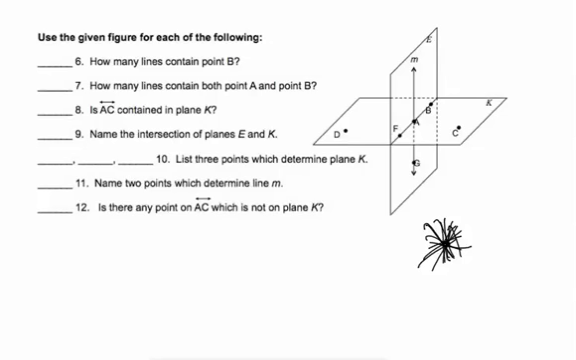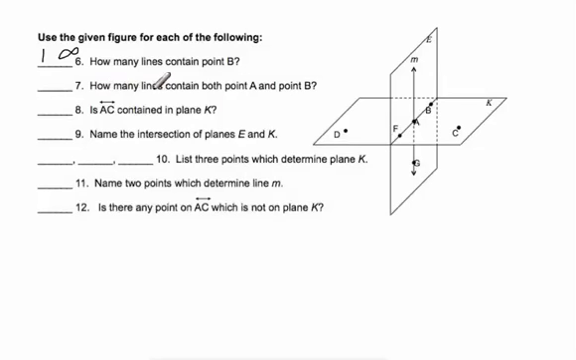But if I'm using only the figure that I have here, how many lines contain point B? There's 1 right here, line FB. So using only the figure, we would say that there is 1 line containing point B. But if we wanted to go beyond the scope of the figure, there are an infinite number of lines that do contain point B.